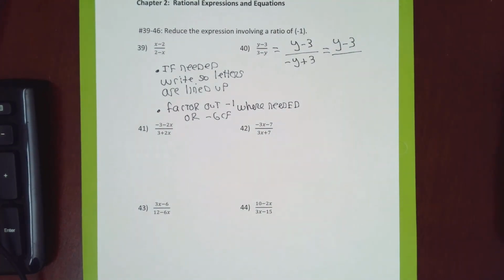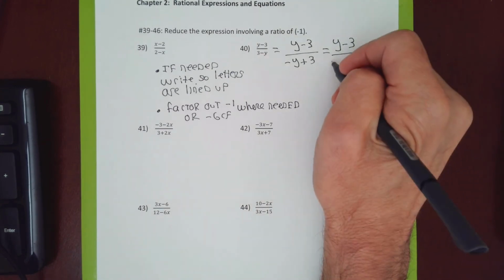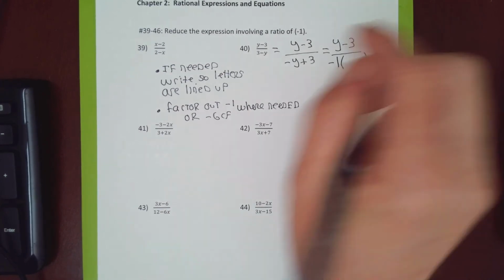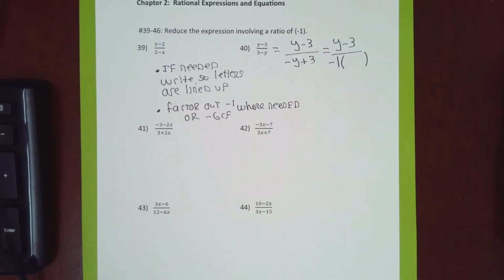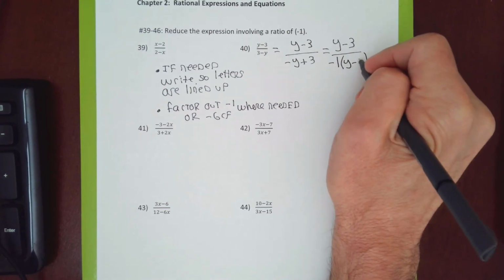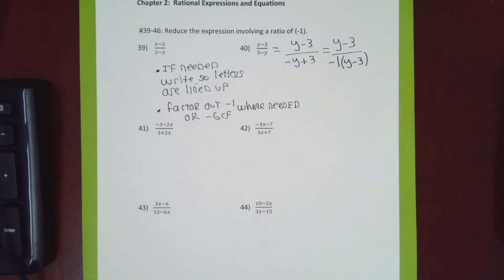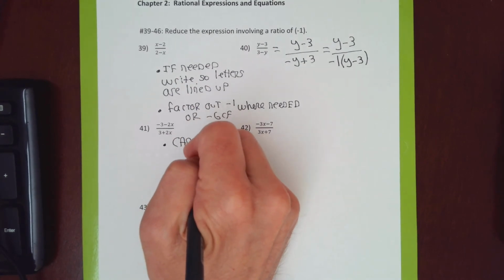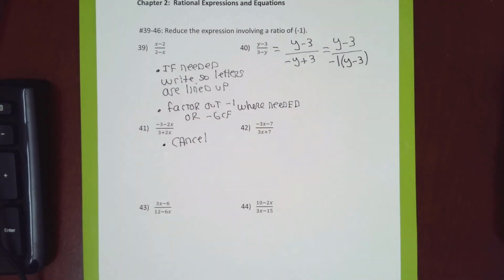But the denominator leads off with a negative. I need to factor out a negative 1. It leads with a negative, but it doesn't have a GCF, so I'm just going to factor out a negative 1. I'm going to change the negative y to positive y, the positive 3 to negative 3. And now I'm going to move into canceling. So I lined up when it was needed. I factored, and now I'm going to cancel.